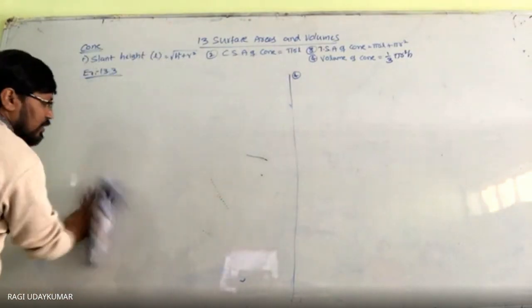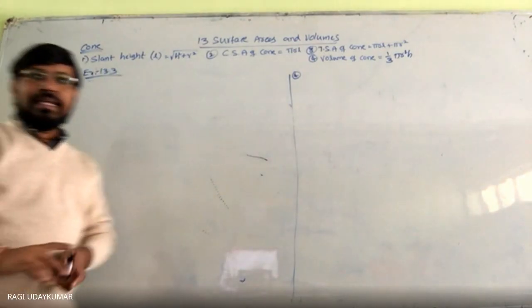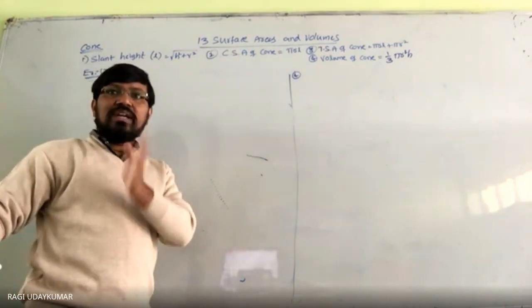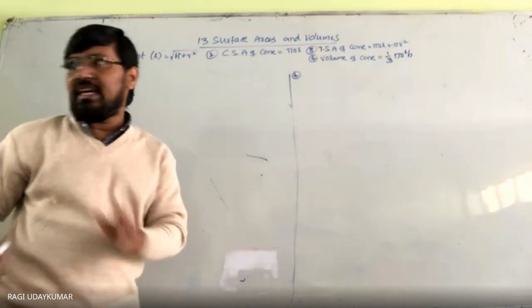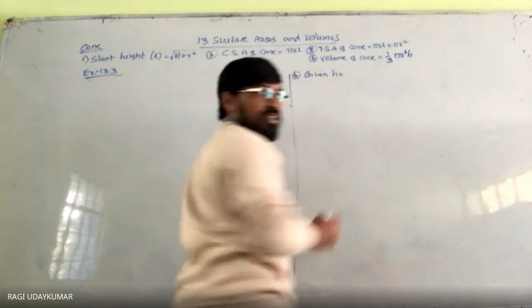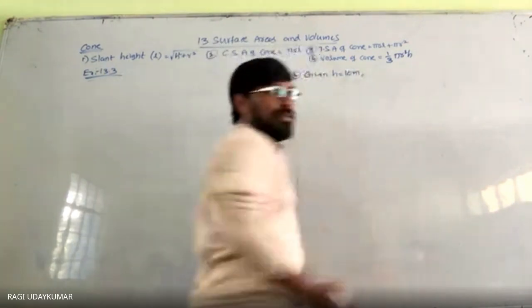So what is given here in the fourth question? A conical tent is 10 meters height. 10 meters height is nothing but here h. So what is given here that you consider here. So in this, given that height h is equal to 10 meters. 10 meters height h is given here.